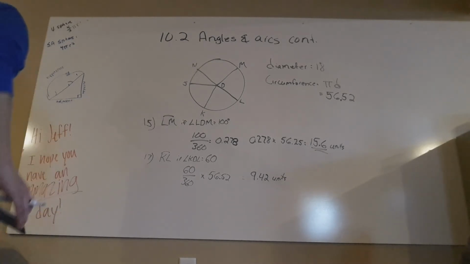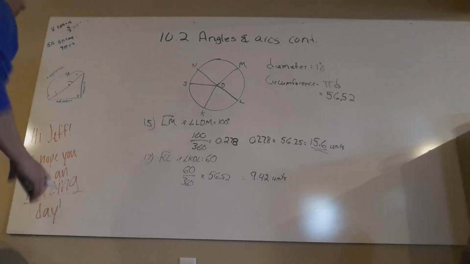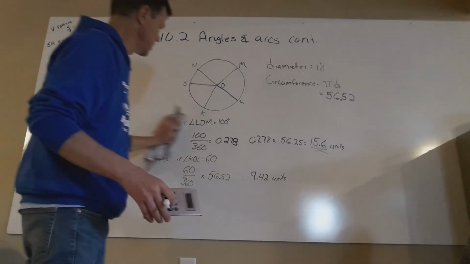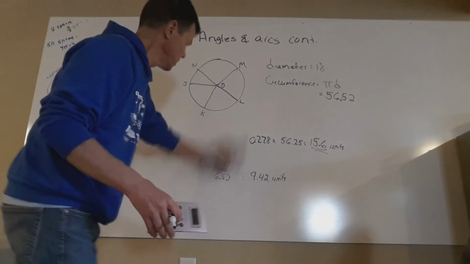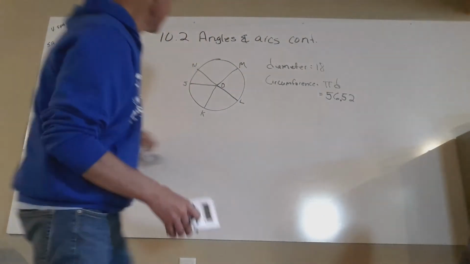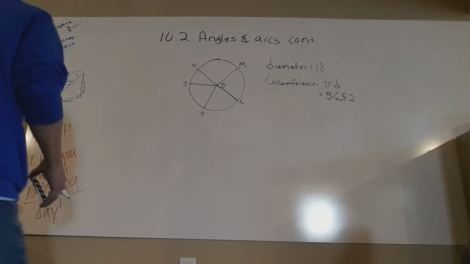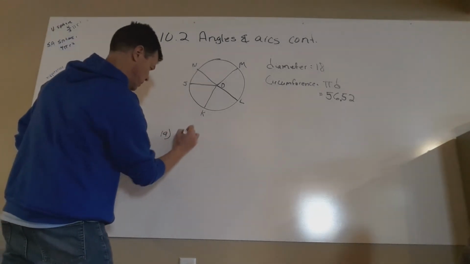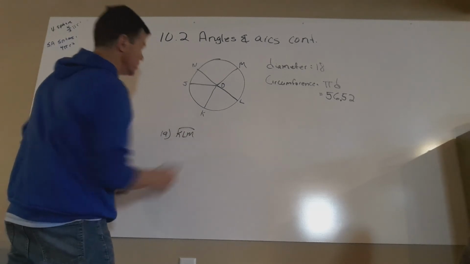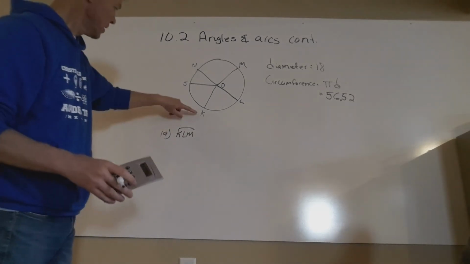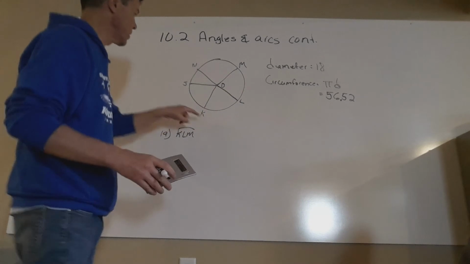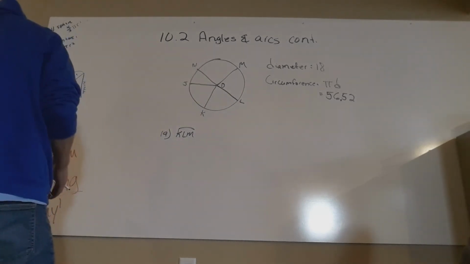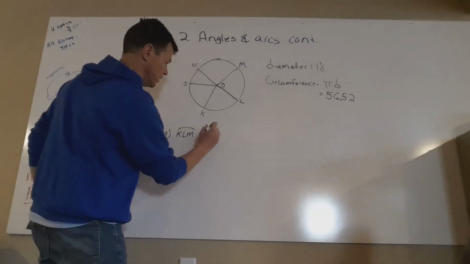And I could do another one. I'll do number 19. Nineteen is KLM. So the length of arc KLM, and we're going to need to know what the measure is for KDM. I'm sure that's what they're going to give us. KDM equals 160.